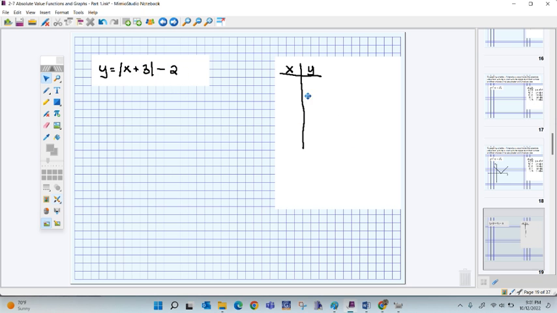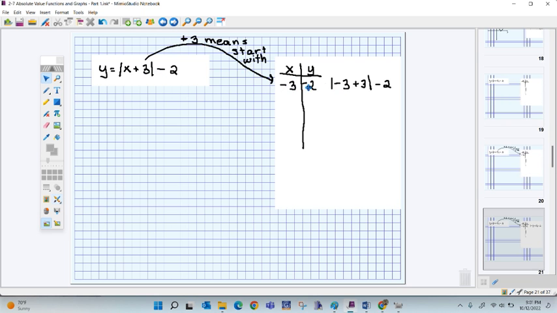So I'm going to choose some values here. I'm going to choose to start with a negative 3. That's going to give us a 0 in here. That will be helpful. So when I choose that negative 3 and I plug that in, that's actually going to give me the corner of my V, and it's going to be nice. So I plug that in, and negative 3 plus 3 gives me 0. 0 minus 2 is negative 2. I want to choose 2 values above and 2 values below the negative 3.